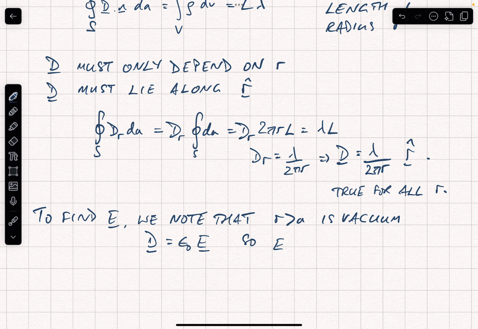So we can write E is equal to lambda over 2 pi epsilon naught R, R hat, for R greater than A. Which of course is the result we would have got even without the dielectric. So it's only when we are inside the dielectric that we get the effect of the dielectric. Now, what about R less than A?